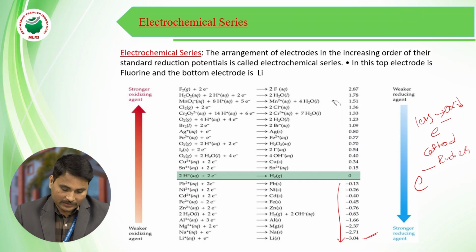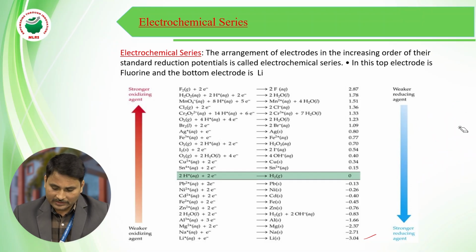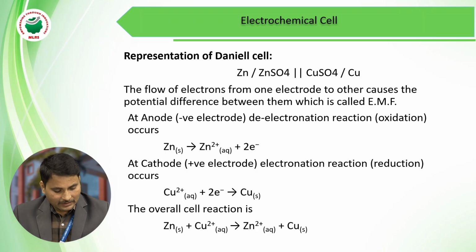Based on this data, now we will understand the next topic, that is the electrochemical cell or galvanic cell. Already we have seen what is meant by the electrochemical cell or galvanic cell: a cell which converts chemical energy into electrical energy or vice versa.